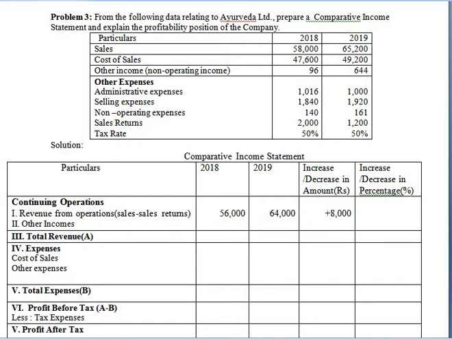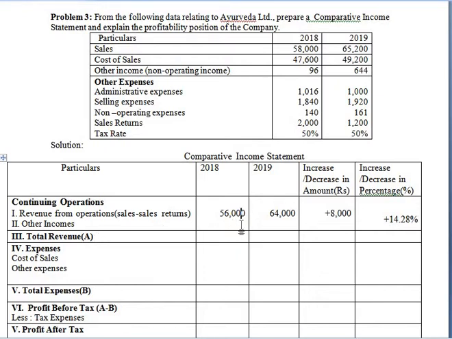Now find out the percentage. How will you calculate the percentage? 8,000 divided by 56,000. Why 8,000? Because it is the formula. What is the formula? Increase or decrease in the amount of revenue from operations divided by the base year amount. So 8,000 divided by 56,000 into 100, which is equal to how much? First we will write the plus sign, 14.28%. So right here, 14.28%.